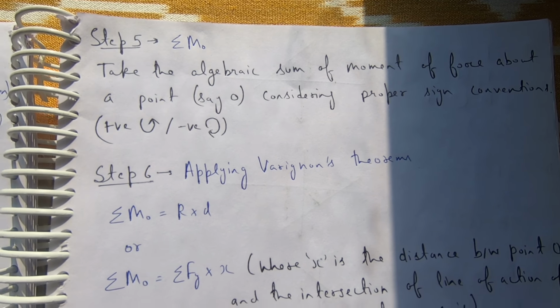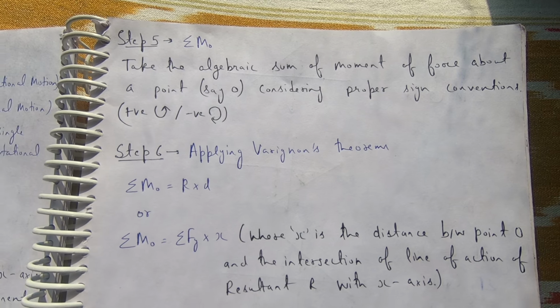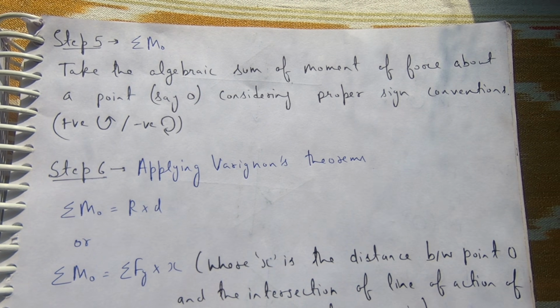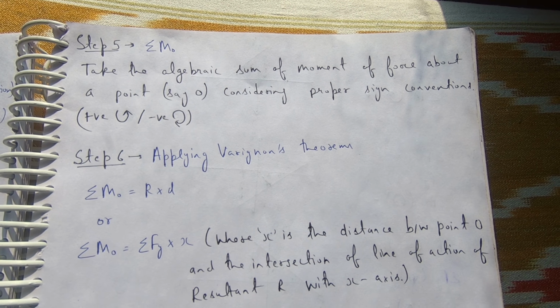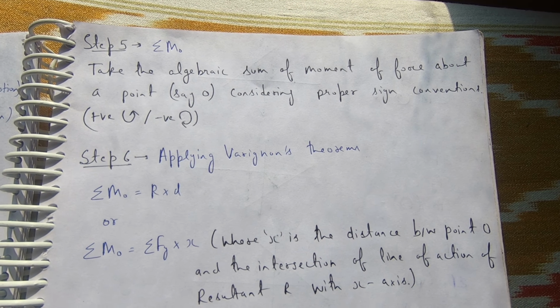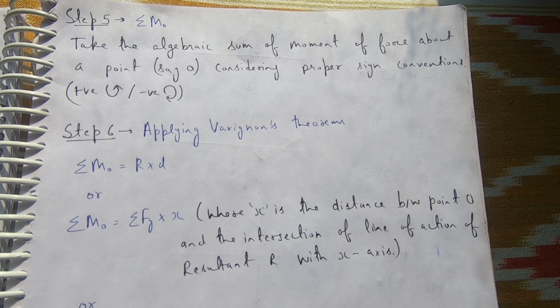Step 5, summation of moment about O. Take the algebraic sum of moment of force about a point, say O, considering proper sign convention, clockwise negative, anti-clockwise positive. Step 6, applying Varignon's theorem.